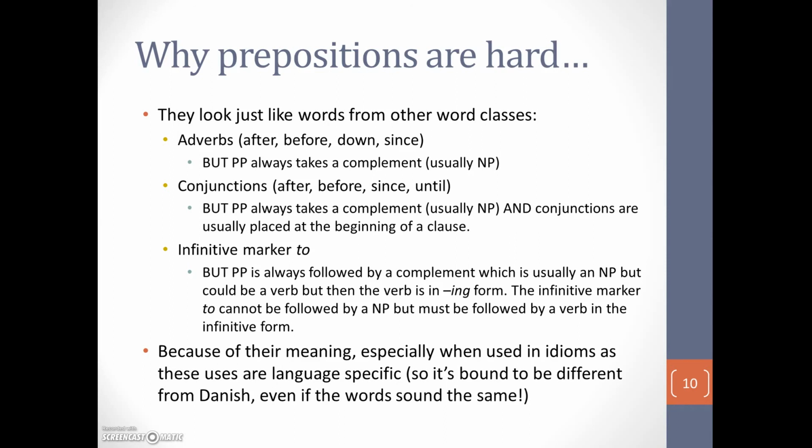Now, because of their meaning, especially when used in idioms, these uses are obviously language specific, and that's one of the reasons why it's so difficult. The best way to get better is to learn the most frequent uses by heart, especially those that are different from Danish, and then basically look up the rest. So check your prepositions when you need them, in your grammar book or in a dictionary, but being aware of the fact that they are actually different from Danish is your first step.